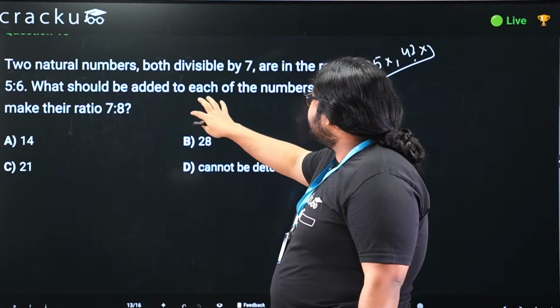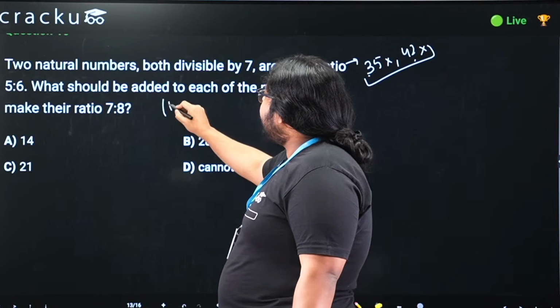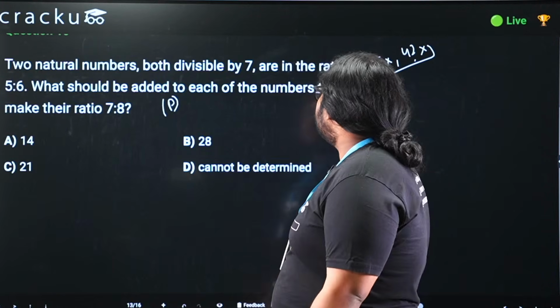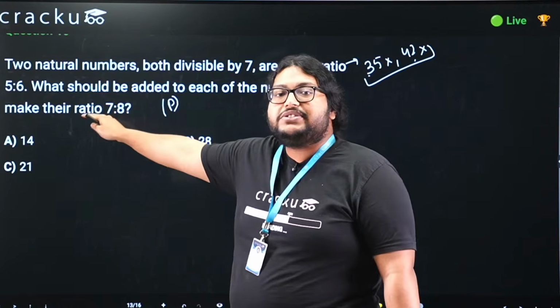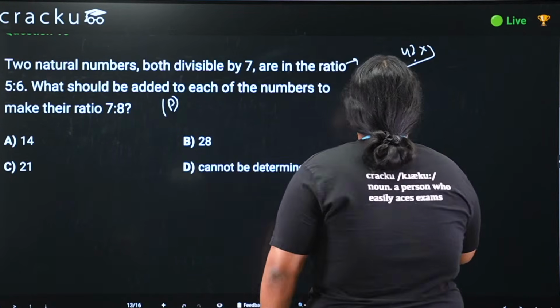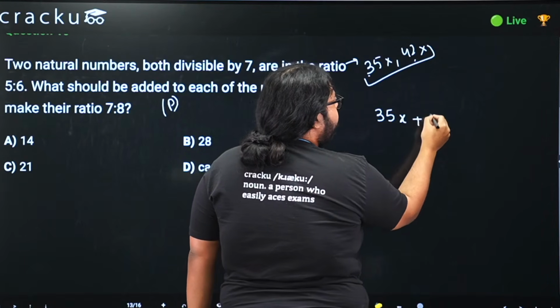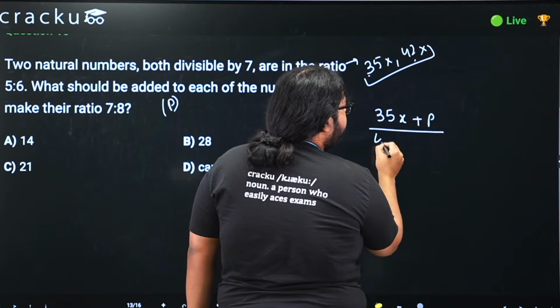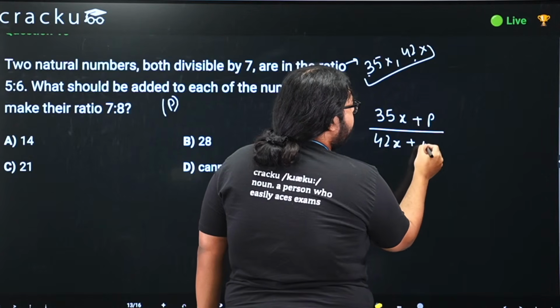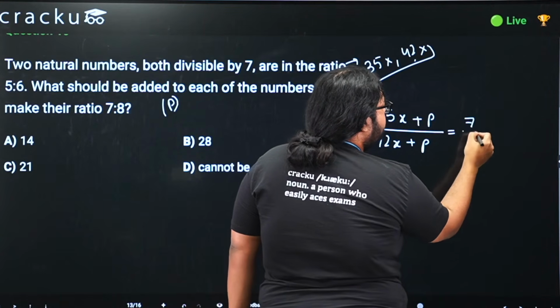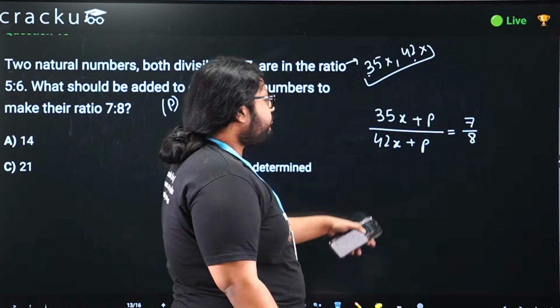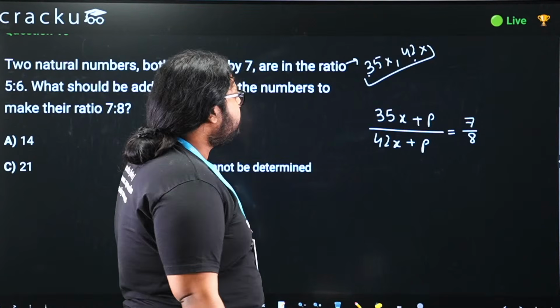What should be added to each of the numbers? Let's say we add p to each of the numbers, so that the ratio becomes 7:8. So अभी क्या है? 35x है. 35x, I am adding p and then 42x also I am adding another p, this final ratio becomes 7:8. That is what the question asks us to do, right?